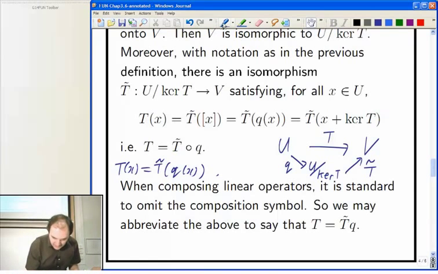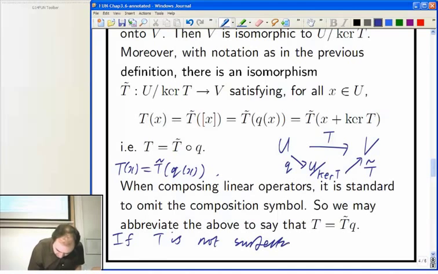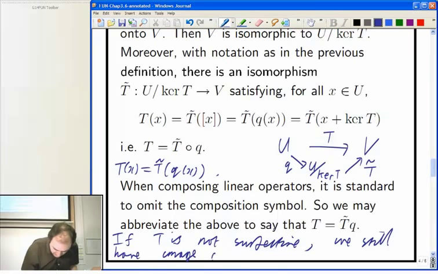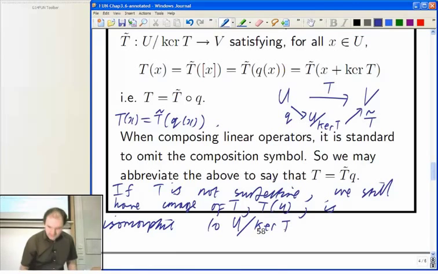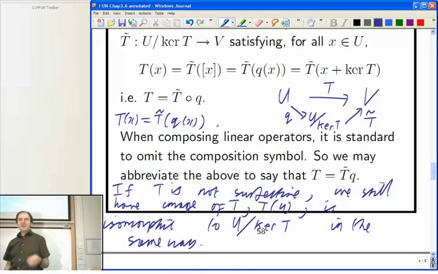If it wasn't, so more generally, if T's not surjective, you can still define an isomorphism T tilde this way between U over the kernel and the image of T. You still have that the image of T, T of U, is isomorphic to U over the kernel of T in the same way. Because T obviously is surjective when you regard it as a map from U to T of U. Since T of U is just another vector space, you can just use this same system there.